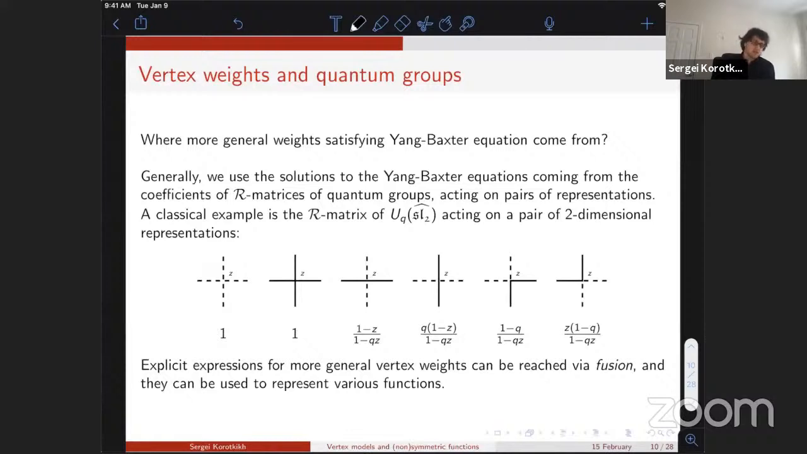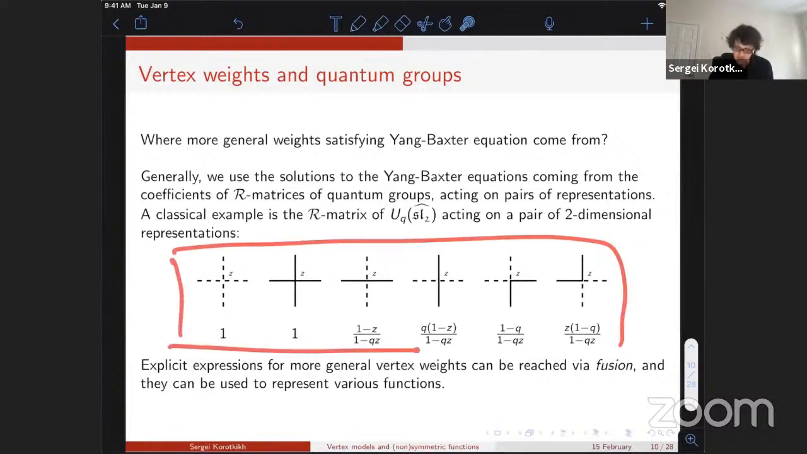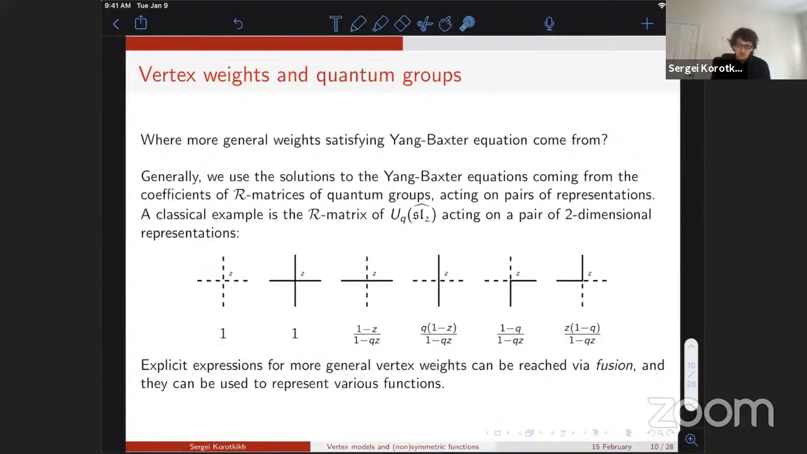The vertex weights I have mentioned above can be obtained as a certain degeneration of the so-called six-vertex model, whose weights I depicted here. After some renormalization, these weights coincide with the matrix coefficients of the R matrix of the quantization of affine SL2 acting on two-dimensional representations of it. And the resulting weights will satisfy the Yang-Baxter equation due to the classical interpretation of the Yang-Baxter equation as a commutation identity of operators acting on a triple tensor product of representations. And in the pictures I was drawing before, my lines can be thought of as representations of the quantum group.